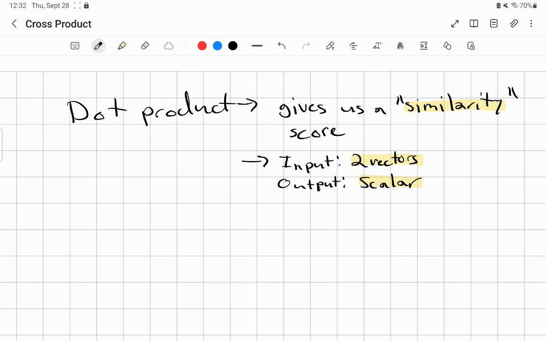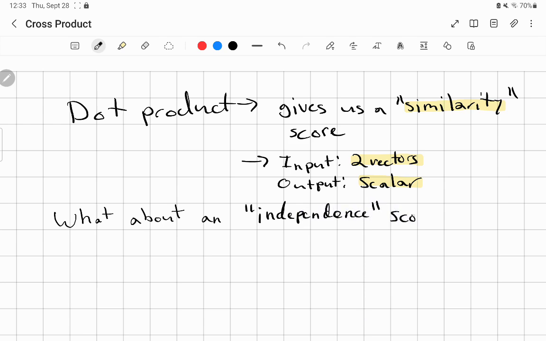Instead of giving us a score of how similar they are, what about a score of how different they are? What about a differentness score? Or instead of similarity, we can say an independence score. How independent are two vectors from each other?